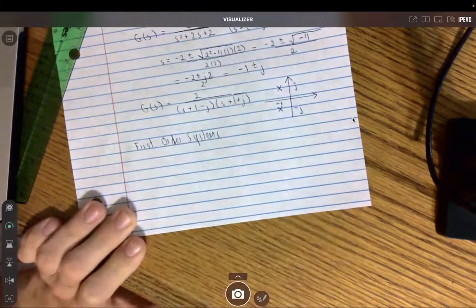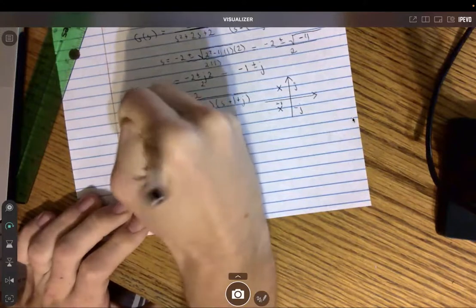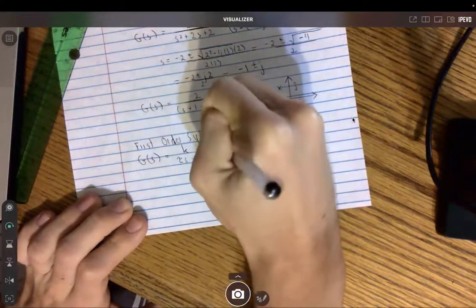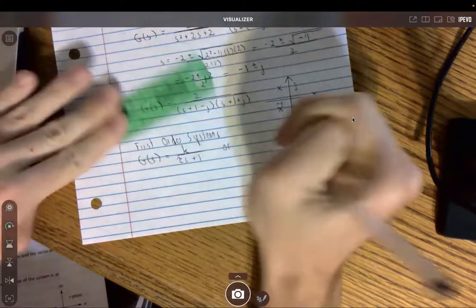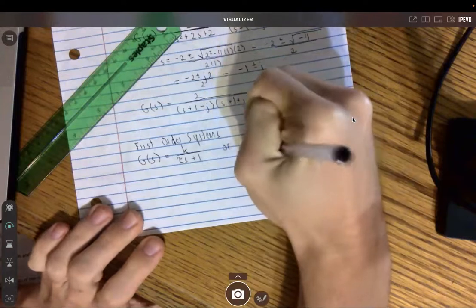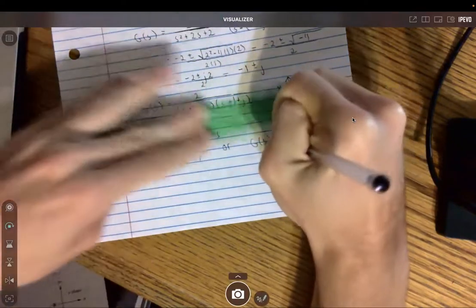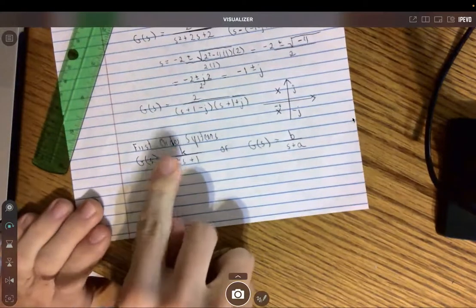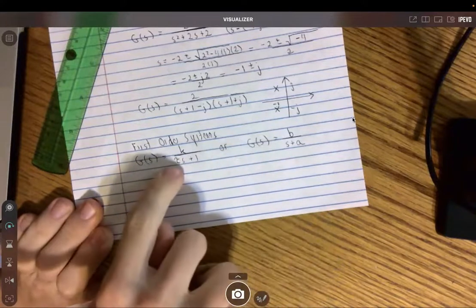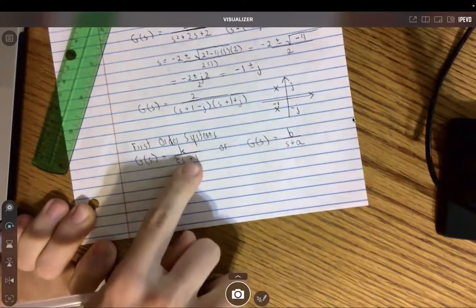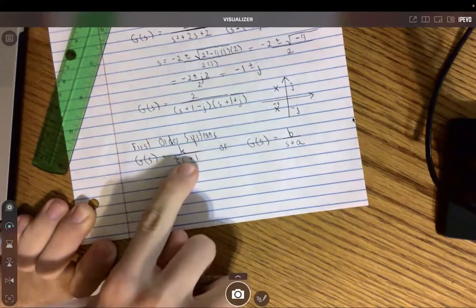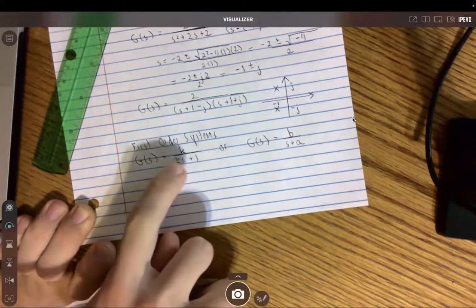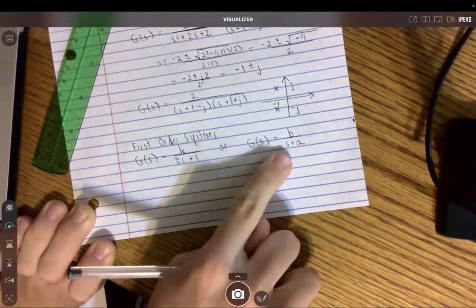A first order system can be represented by G(s) = K / (τs + 1), or G(s) = b / (s + a). So how can we go from this form over to this form? We'll divide everything in this format by τ, and then you just get the coefficient of 1 in front of the s term, no longer τ, so it will match the other form.